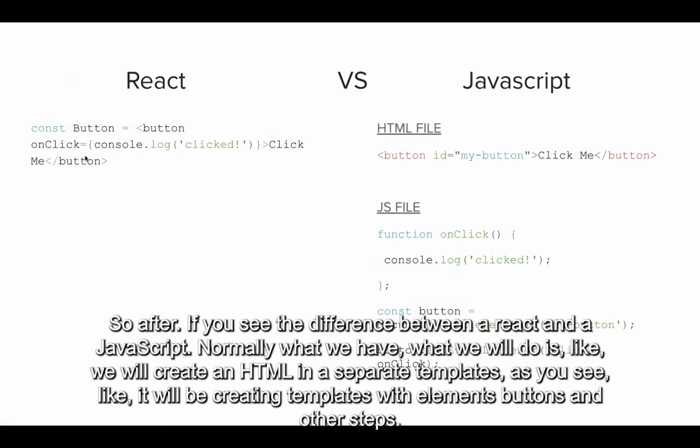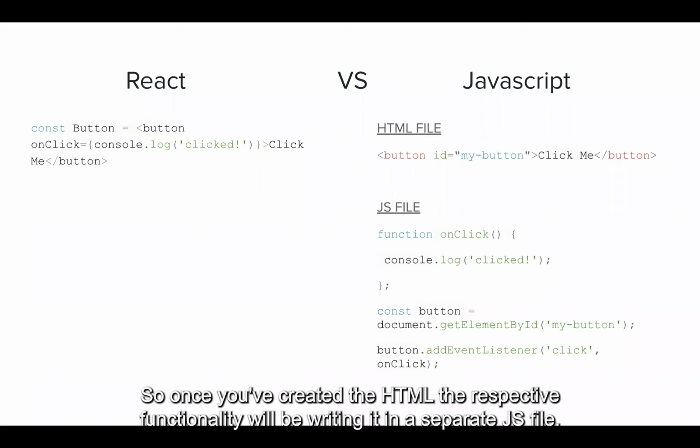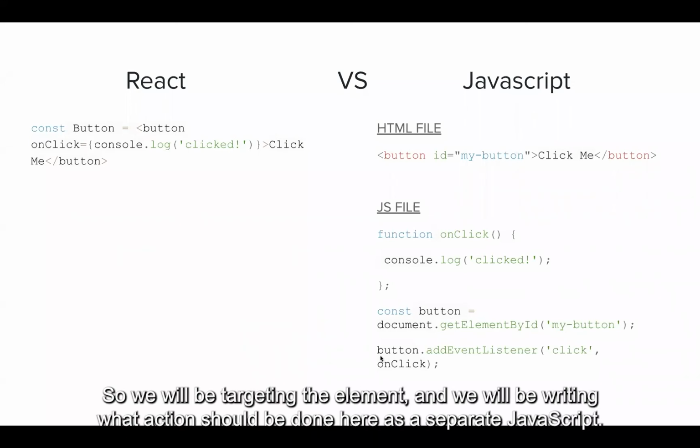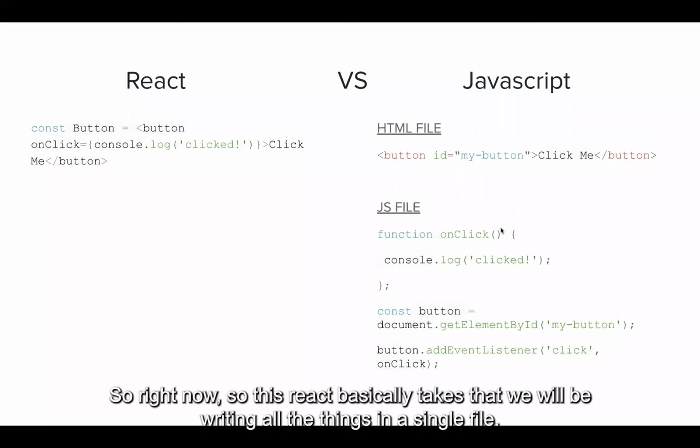After that, if you see the difference between React and JavaScript, normally what we will do is create an HTML in a separate template. As you see, we will be creating templates with elements, buttons, and other stuff. Once you have created the HTML, the respective functionality we will be writing in a separate JS file. So we will be targeting the element and writing what action should be done as a separate JavaScript file.